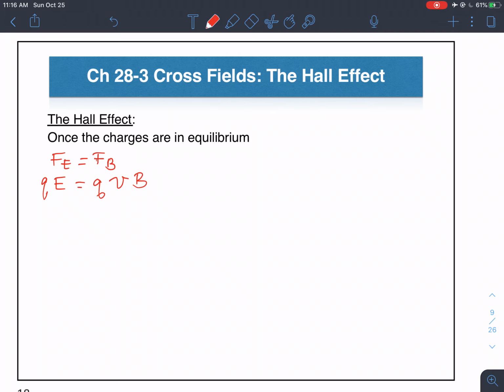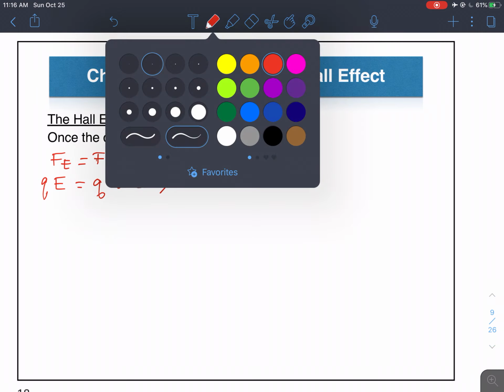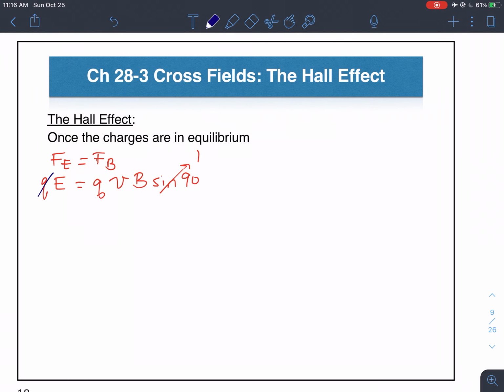And if you write the magnitudes of each, Q times E is Fe, Q V B sine theta, but I'm just going to write sine 90 here because V and B are perpendicular, right? That angle is 90. Then from this, you can also see that the charge, it's the same charge, it's going to go away, so the velocity is E over B.